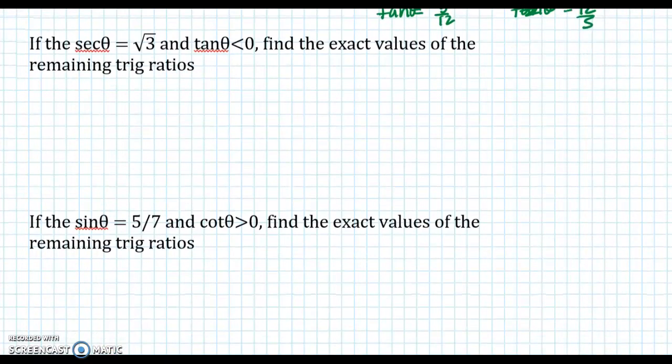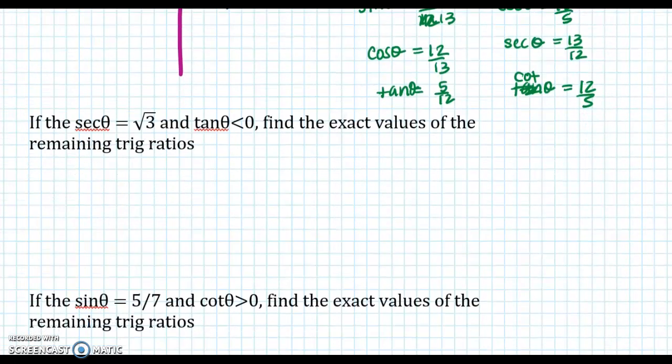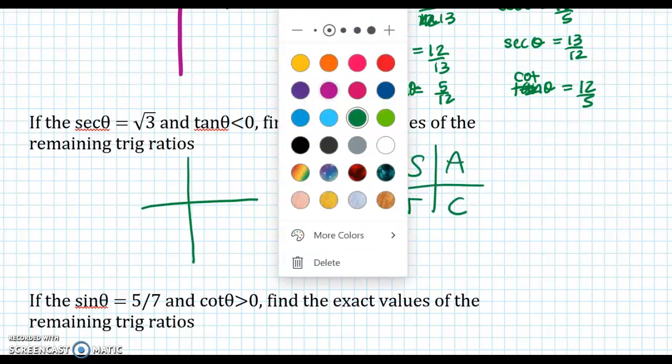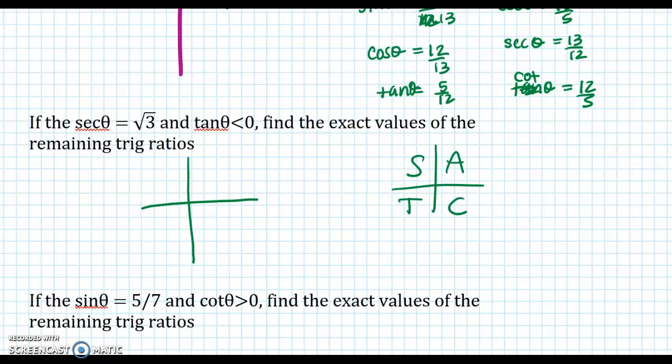So if the secant of theta is √3, and then the tangent of theta is less than 0, find the exact values of the remaining trig functions. So keeping in mind this again, I know that my tangent is less than 0, which means my tangent is negative. So, well, my tangent is positive here and here. So I don't want that. So I either have to be in the second quadrant or the fourth quadrant.